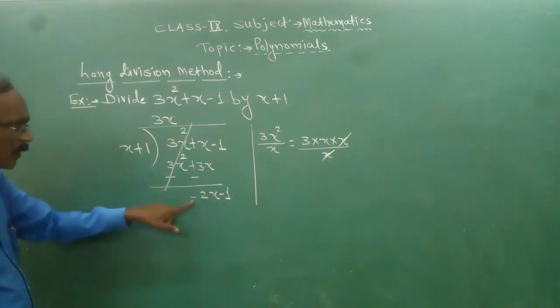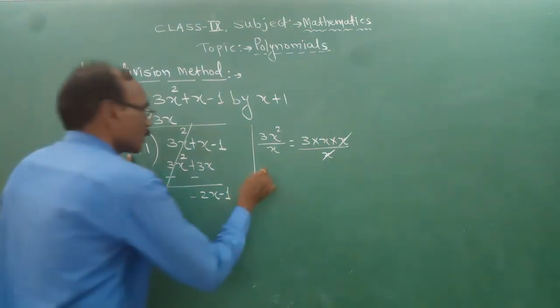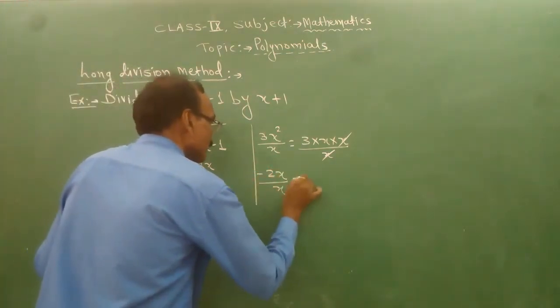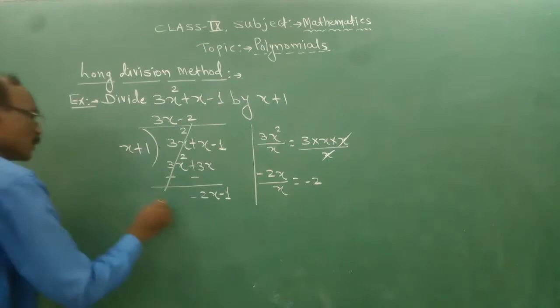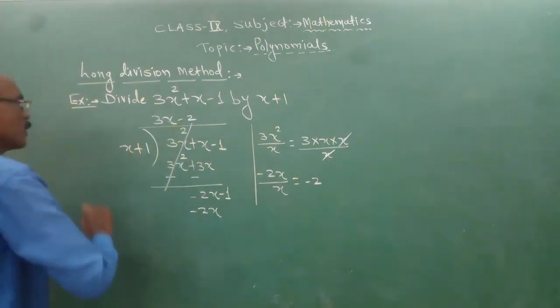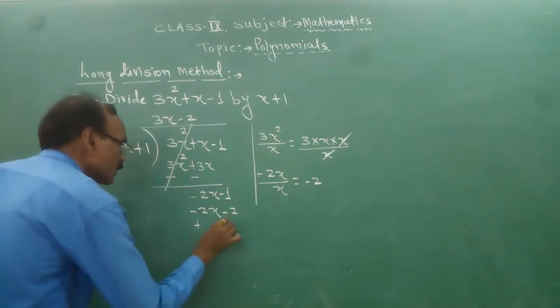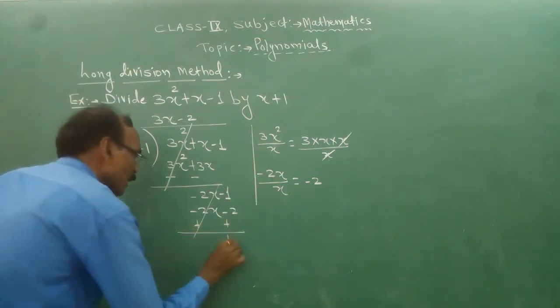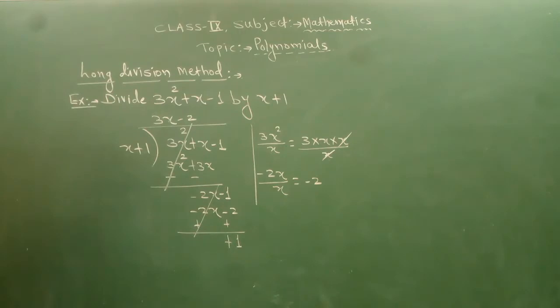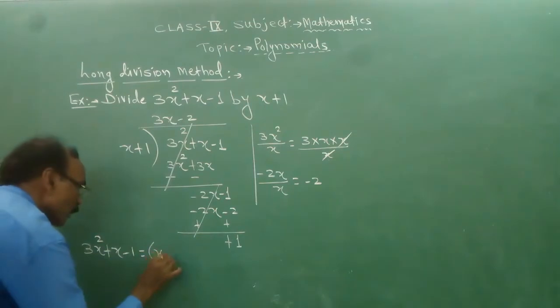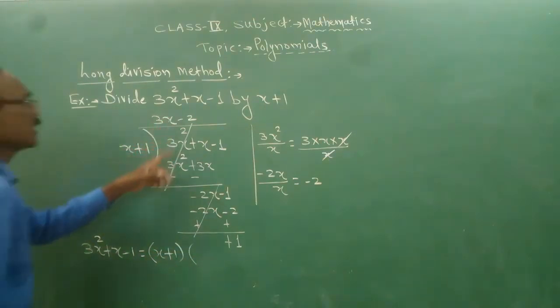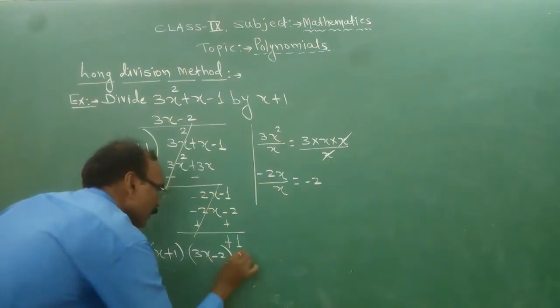So again divide this minus 2x, first term by this first term, that is minus 2x upon x. So it gives me minus 2 only. So write minus 2. That is minus 2 into x, minus 2x, minus 2 into plus 1, minus 2, change the sign. So this will cancel, and here you are getting plus 1. So I can write here this dividend 3x square plus x minus 1 equals divisor x plus 1 into quotient 3x minus 2 and remainder is plus 1.